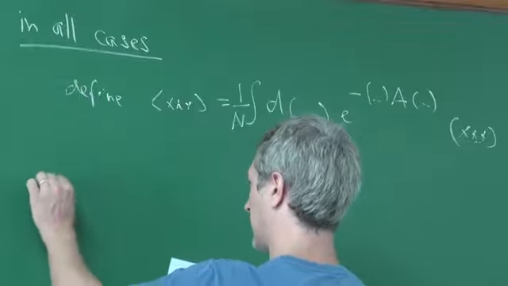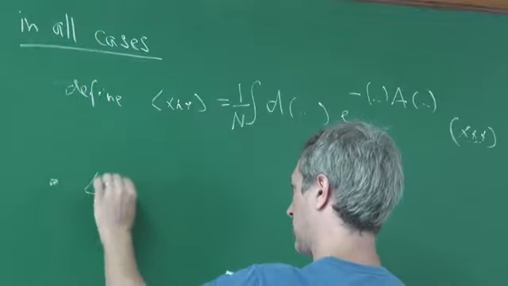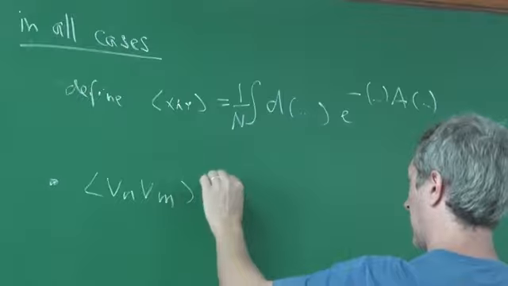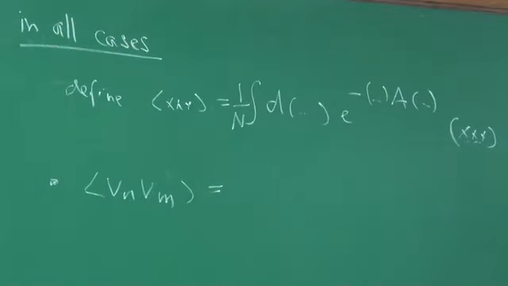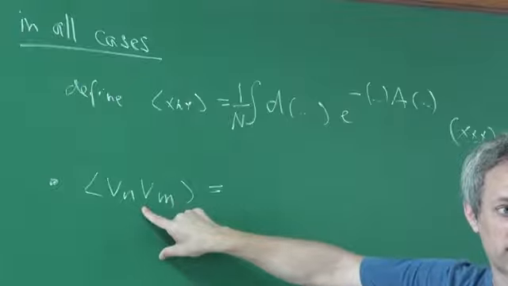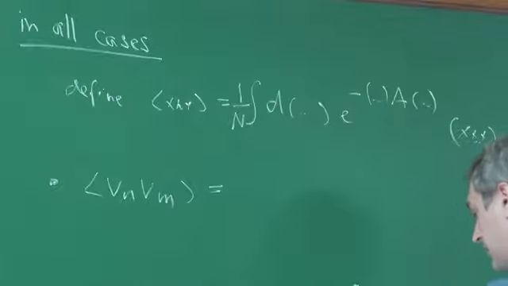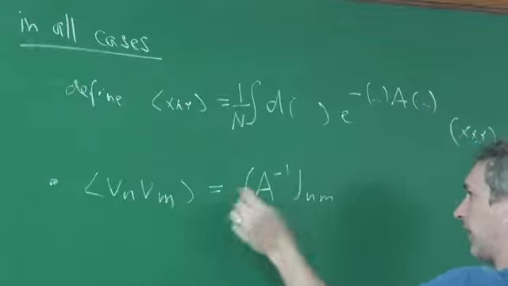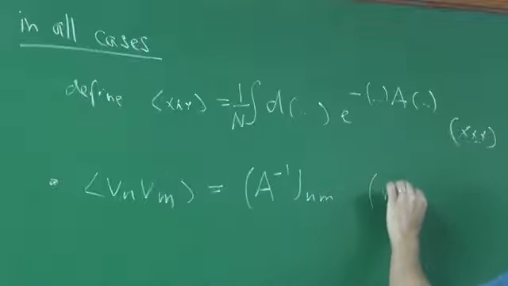So one can then, by using this and differentiating with respect to, let's say, components J_n and J_m, generate this correlation function. So this will be A to the minus 1, nm, if we are in the case of real bosons.